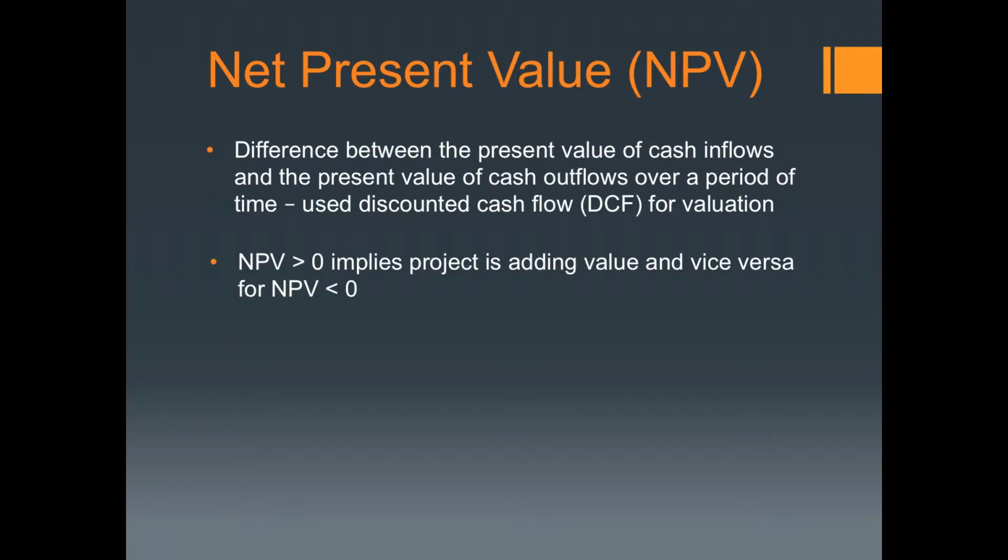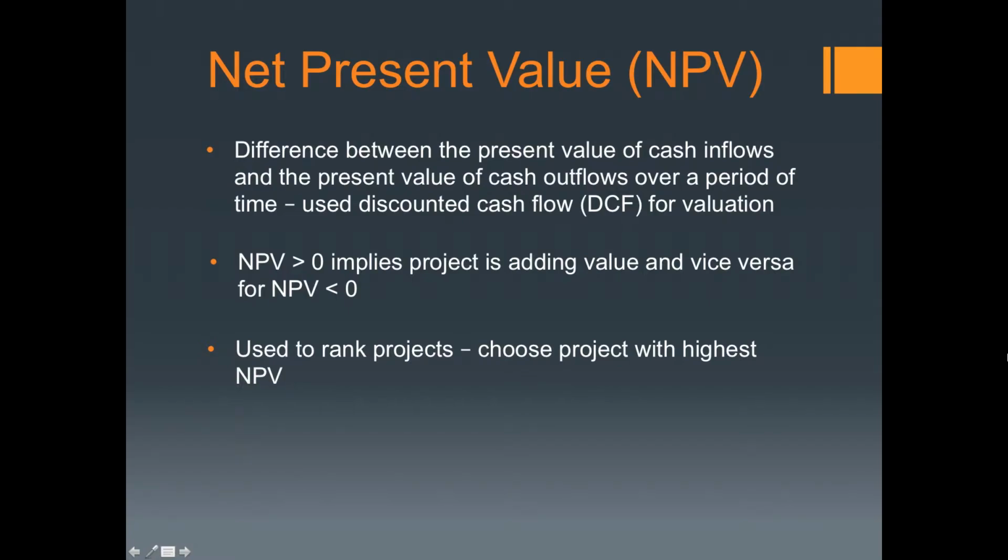What it means is that if you discount the cash flows of a project to today, you will get a number, and if that number is greater than 0, it means that the project adds value to the firm, and if the NPV is less than 0, it means that the firm has not utilized its resources appropriately and the project has actually been loss-making for the firm, or it's destroyed value for the firm.